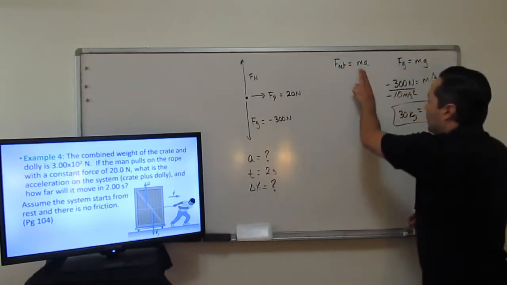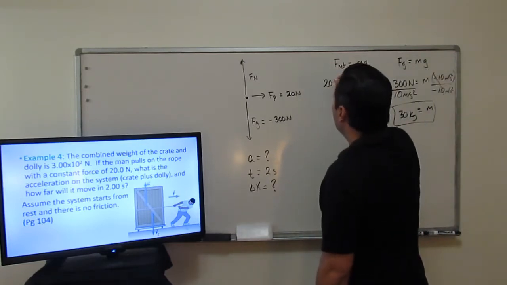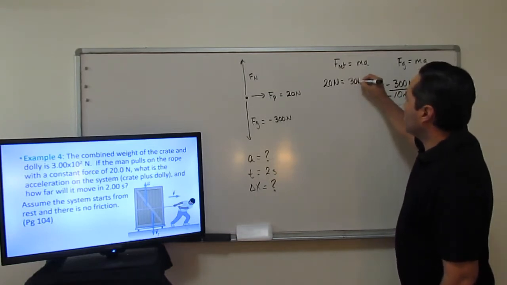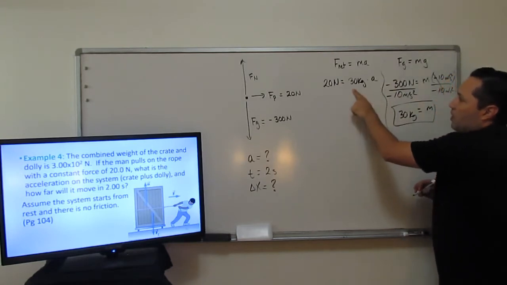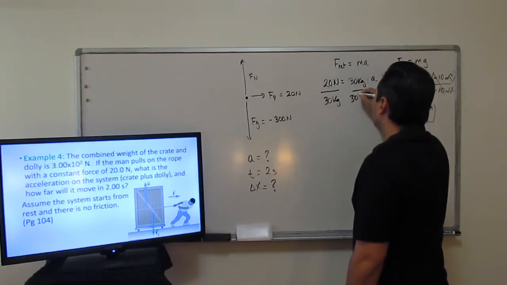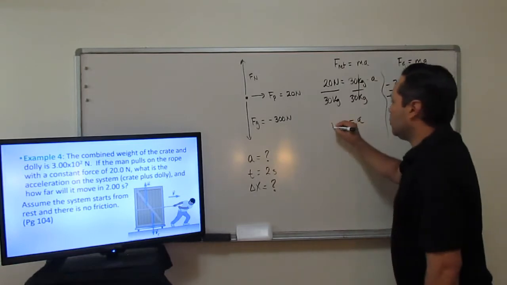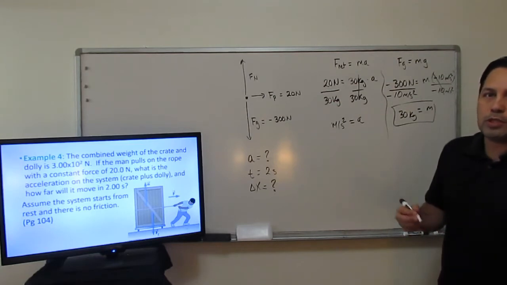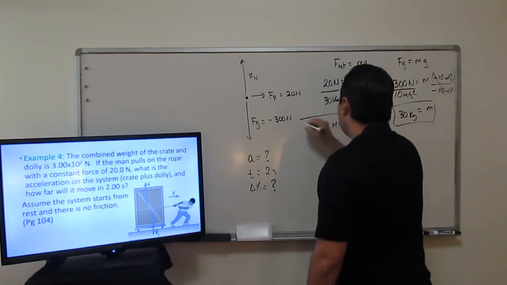Next, we're going to plug that in here. The net force is the 20 newtons, and the mass is 30 kilograms, and that's going to give us our acceleration, which is what we're solving for. I'm going to divide both sides by 30. That gives us our acceleration in meters per second squared. 20 divided by 30 gives us 0.667. So that will be our first answer.